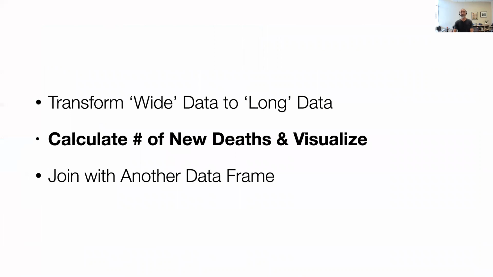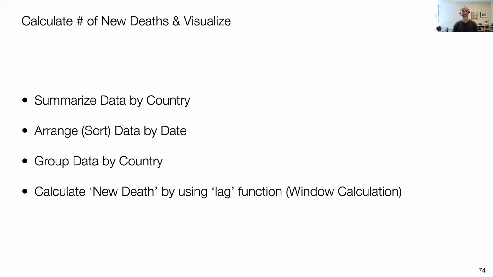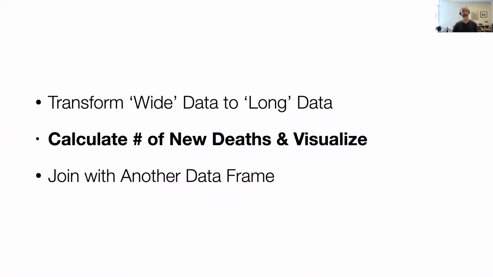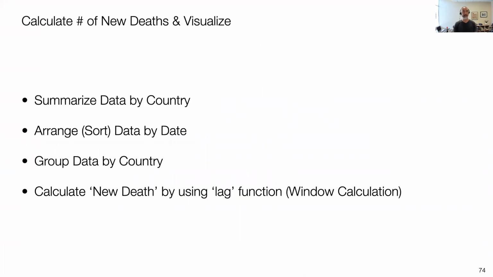Next topic is calculating the number of new deaths and visualizing them. Under this topic, we're going to introduce how to summarize the data, how to sort the data, and also how you can use something called window calculation. In reality, it's called the lag function, but in order to use the lag function, we have to group the data frame. So it's a few steps, and those are the things I'd like to cover.